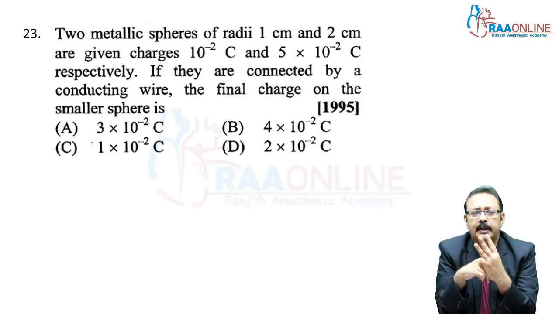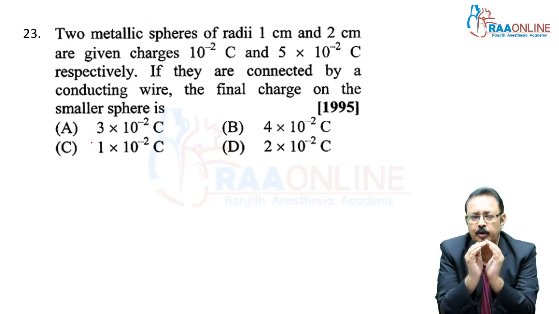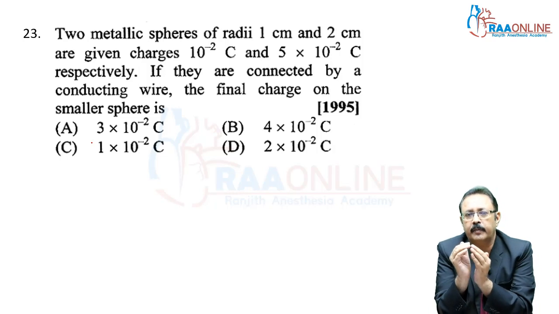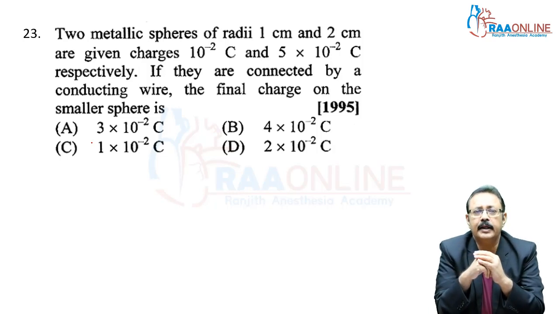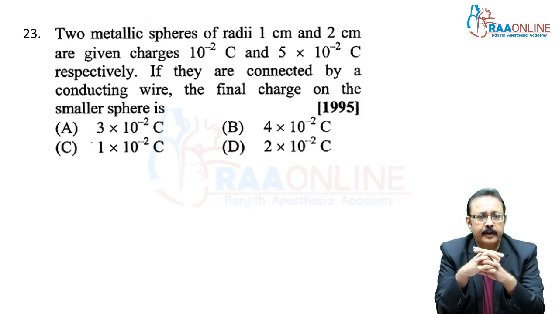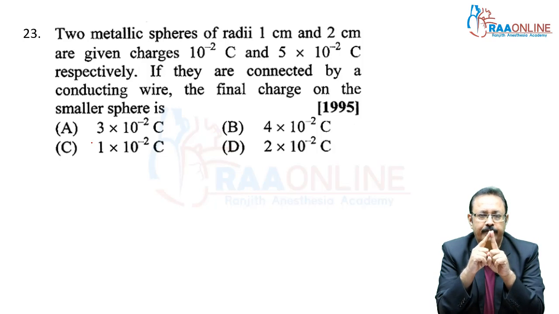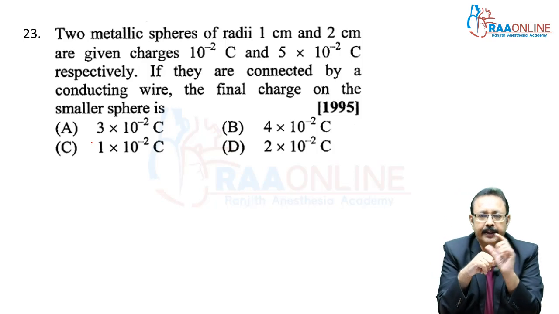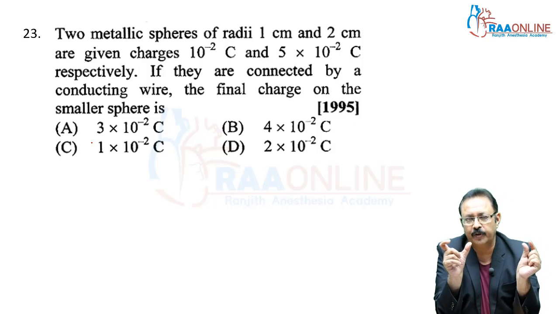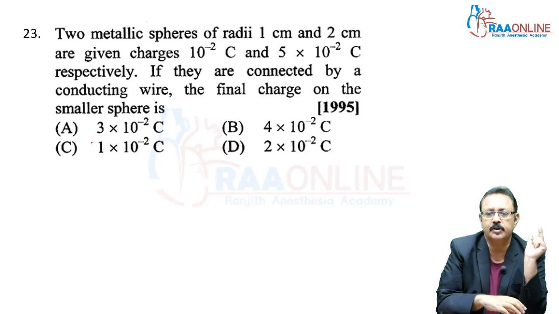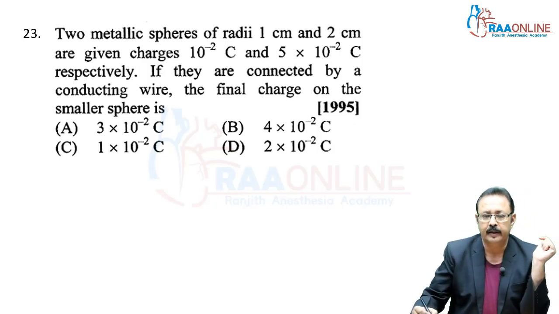So what is your total charge? On smaller it was 10 to the power minus 2 coulomb. On bigger it was 5 into 10 to the power minus 2 coulomb. It means total it was 6 into 10 to the power minus 2 coulomb. Divide in 3 parts. If you divide 6 in 3 parts, you will get 2, 2, 2. Give 1 part to smaller, means 2, and 2 parts means 4 to bigger. So smaller sphere will contain 2 into 10 to the power minus 2 coulombs. So we are going with option D.